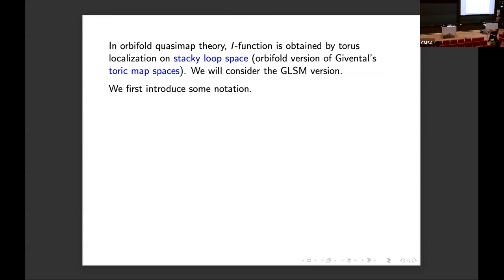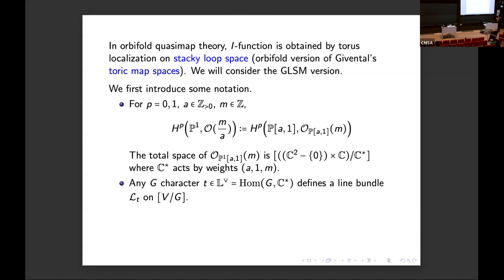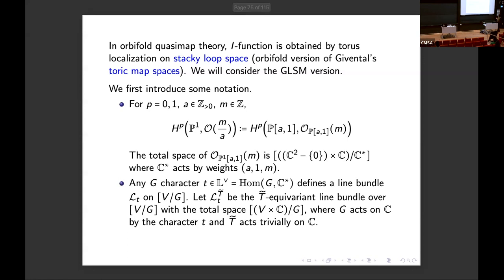So we first introduce some notation. This is very easy. For m an integer and a a positive integer, let O(m/a) on P(1,a) be defined by this line bundle on this weighted projective line. And secondly, if we have a G character, a G character defines a line bundle on V quotient by G. And there's a natural lifting. Recall that T tilde is the big diagonal torus acting on V. So we choose a T tilde-equivariant lifting by requiring that T tilde acts trivially on C while G acts by character t on C.